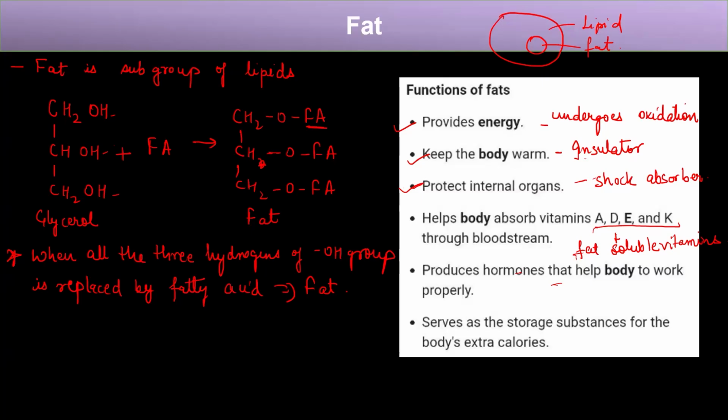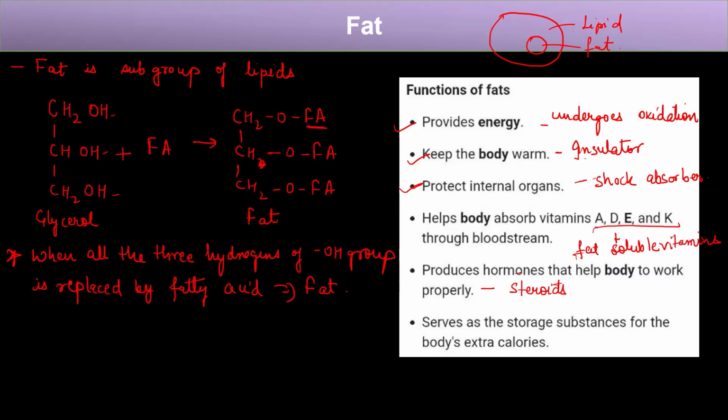Next, it also helps in the production of hormones that help the body to work properly. These hormones are known as steroids. And then it also acts as a store for the body's extra calories. So these are the various functions of fat.